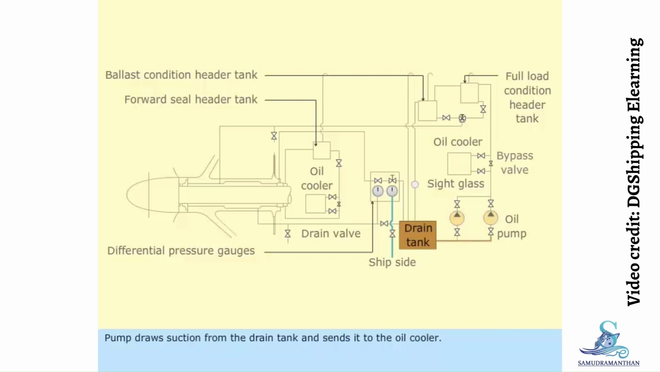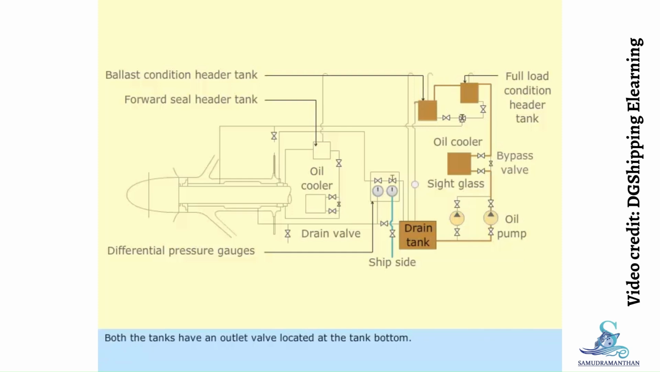Pump draws suction from the drain tank and sends it to the oil cooler. The cooler cools the lubricating oil and maintains the temperature of the oil within acceptable limits. The cooling medium used in a cooler is air or water. The oil reaches the full load condition header tank, from where it overflows to ballast condition header tank.